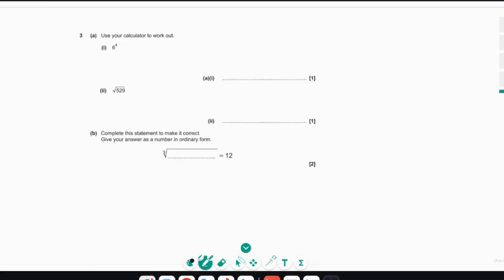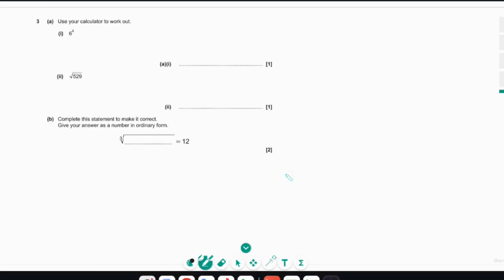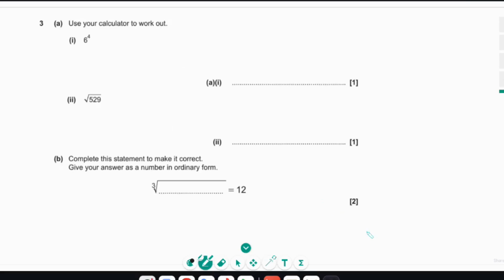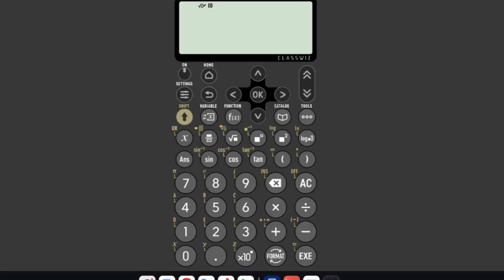3A, use your calculator to work out. Okay, so if you have a calculator like this, we need a power button to do 6 to the power 4. So 6, and then you use the arrows to scroll to the power 4, is equal to 1,296. That's the answer to the first one.